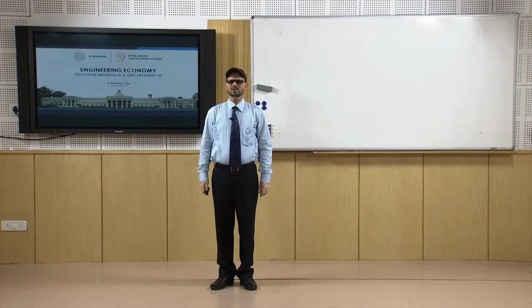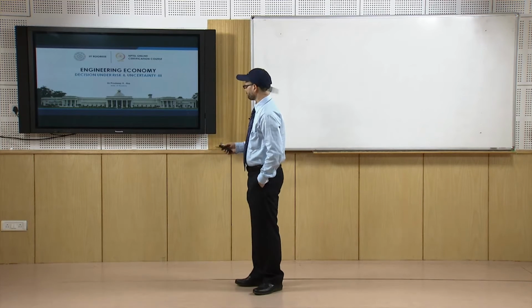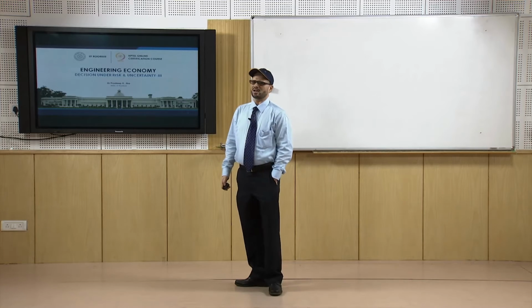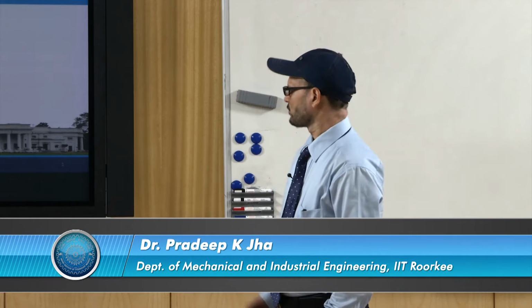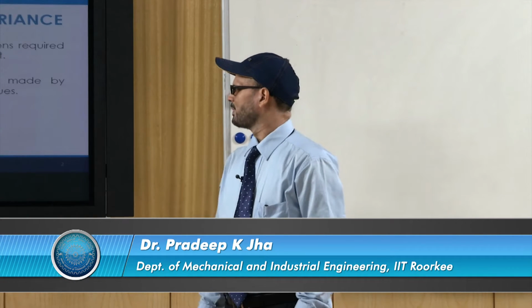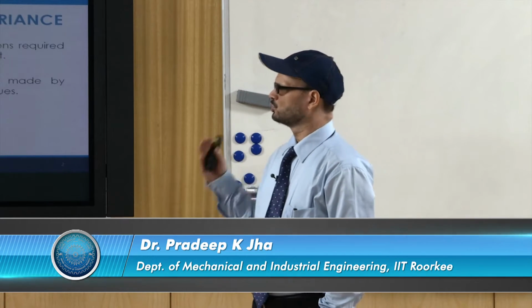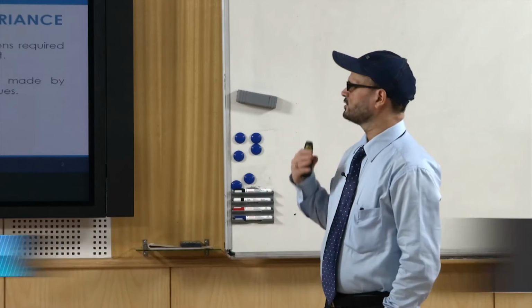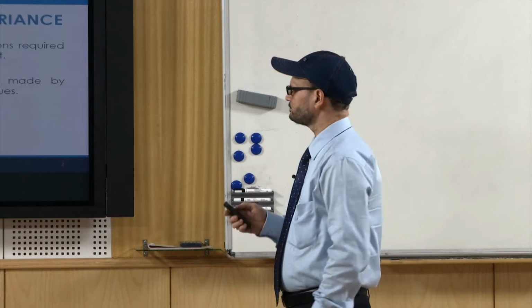Welcome to the lecture on decision under risk and uncertainty. In this third lecture, we will discuss expected variance decision making. Basically, as we know, these are the statistical parameters which are used to know how accurately you are predicting.